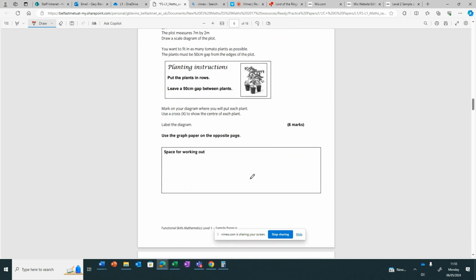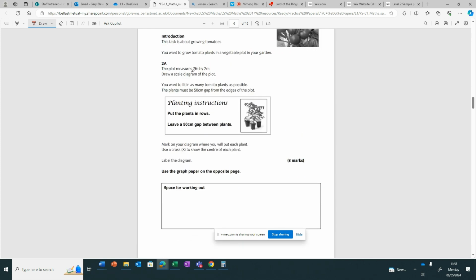Tomato plants. How exciting. We've got a plot. It measures 7 meters by 2 meters. We're going to draw a scale diagram. So we're going to have to draw something. We're going to use a ruler in the exam. We need to know our measurements. 7 meters is quite a big measurement. It's the size of a room, if not bigger. So we're going to bring that down and put it on paper.